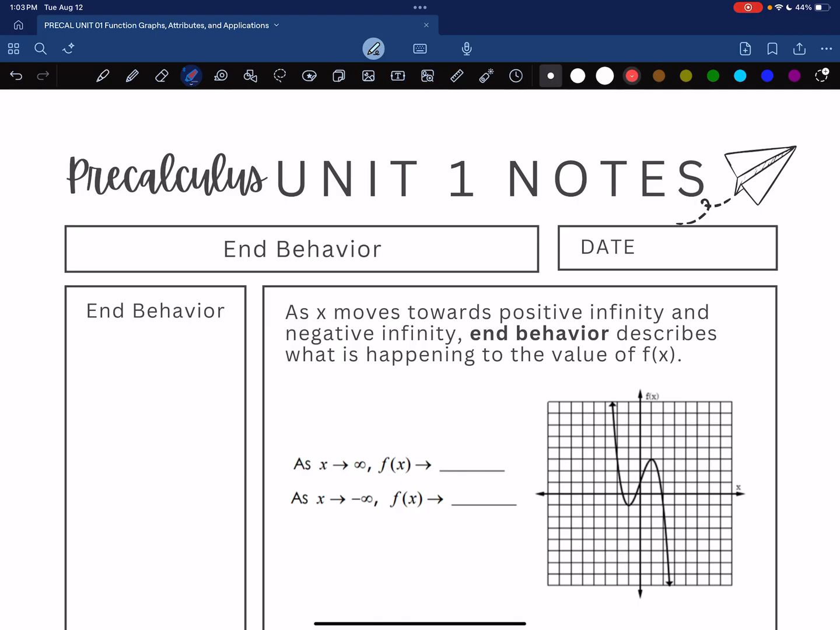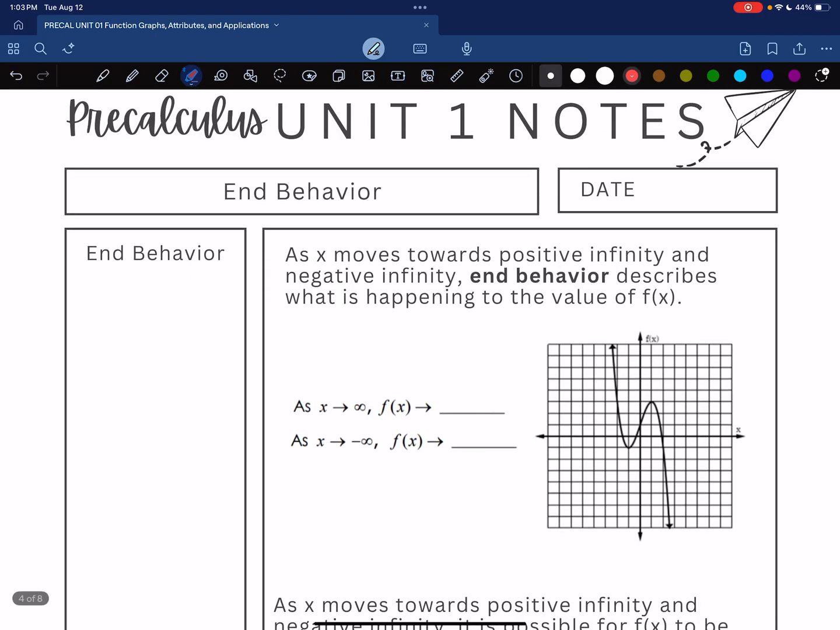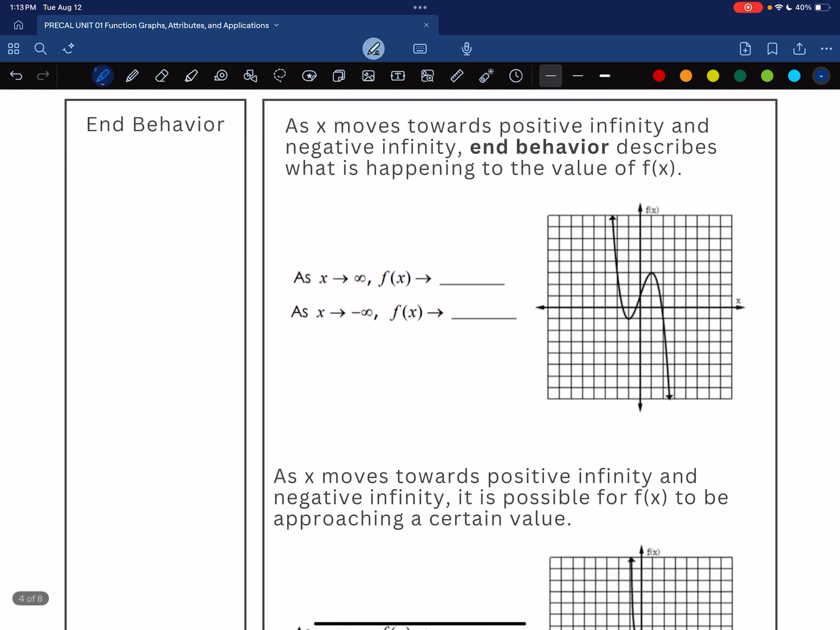What exactly is end behavior? Well, it's just answering the question about what's happening at the ends of our graph. So let's go ahead and read this more formal definition. As x moves towards positive infinity and negative infinity, end behavior describes what's happening to the value of f of x. So let me illustrate that for you and give you the algebraic way in which we write this, the mathematical notation. So right here, as we're reading, it says as x, and then this little symbol right here, this means approaches.